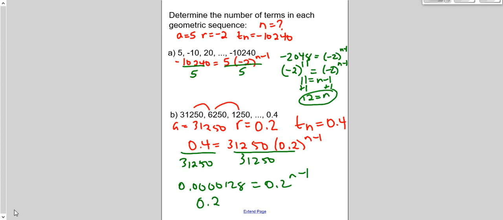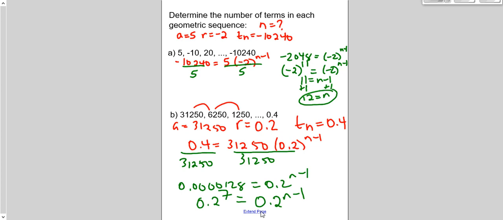So times 0.2, nope, still not small enough. Times 0.2, well, I'm getting closer, but still not there. Times 0.2, whoops. So after 5 times, I'm at 0.0032. So another time, 6. Oh, I'm getting really close. 7. Oh, well, there it is, 7. So if I go 0.2 times 0.2 times 0.2, 7 times in my calculator, I get this same decimal.